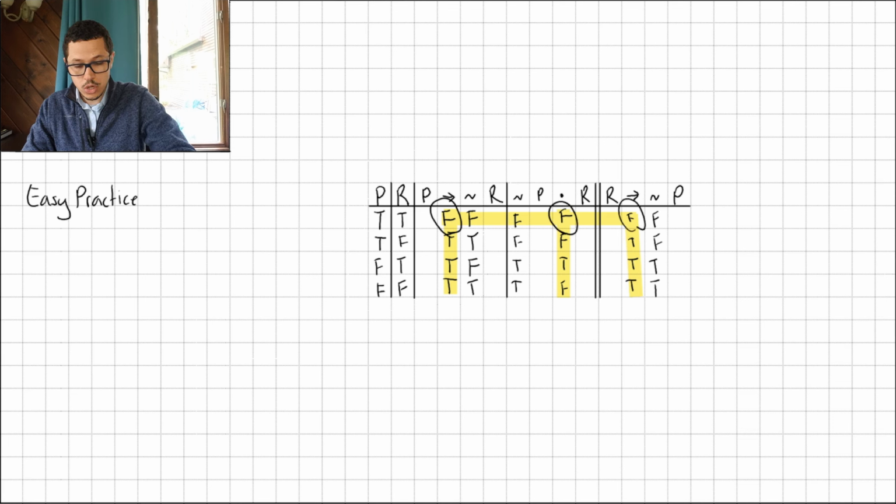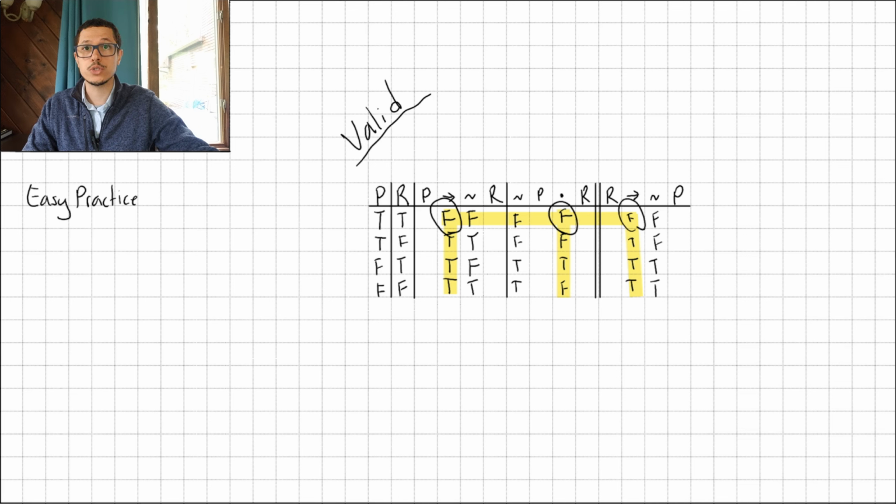So what we know is that this argument is valid, right? Why? Because there is no row that has all true premises and a false conclusion. Only when there is a row, at least one, where all the premises are true and the conclusion is false, do we know we have an invalid argument. If there is no such row, the argument is valid.